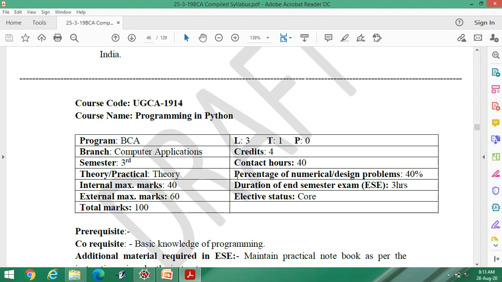As per the contents of IK Gujral Punjab Technical University, Jalandhar, the course code is UGCA 1914 and the course name is Programming in Python.